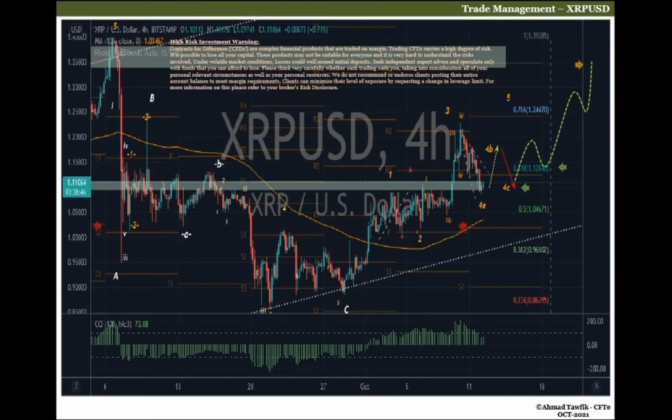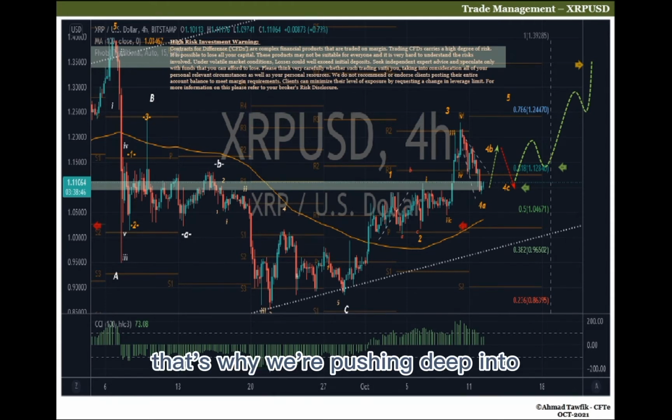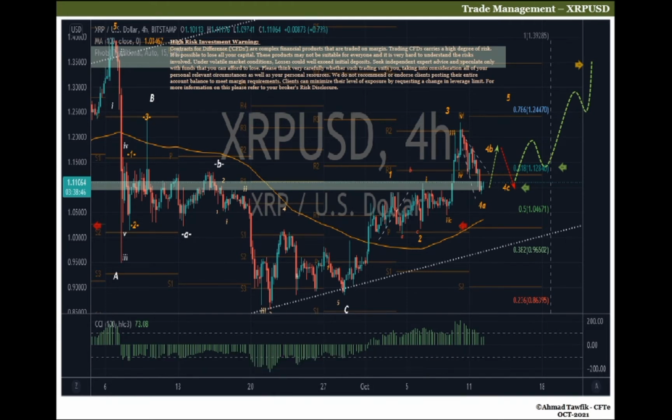Let's go to trade management. Okay, so we're having here a focus on that segregation. We are, of course, at the neckline. This is level 1, that is level 2, internal 1, 2, those are 3, 4, there's a 5. Level 3 is finished. That's why we're pushing deep into top of level 1 right now. It's a buy, of course.